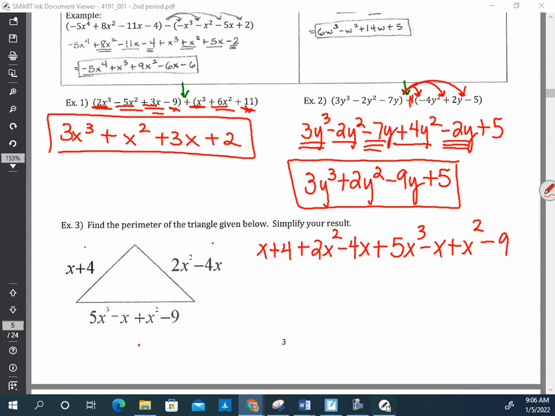So what's the biggest exponent? So we have 5x to the third. Does it have anything to combine with? Nope. So that comes down. So that's part of the answer. What's the next biggest exponent? 2x squared. Does it have anyone to combine with? So if we combine them, what do we get? 3x squared.